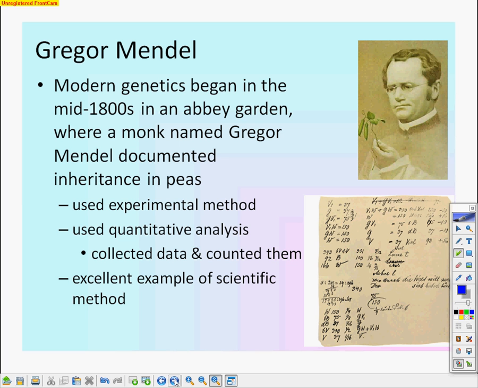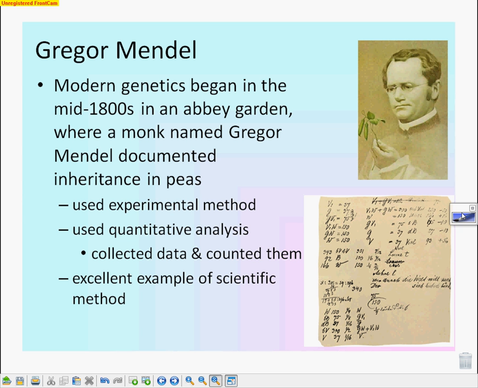I just like this picture from Google Images because this is the records that he kept while he was doing his experiments, and you can see that basically he did was counting plants and figuring out ratios. Excellent example of scientific method because he really went into this blind. Sometimes when we do our labs here in class, you have some prior knowledge about what you think should happen, and Mendel didn't know any of that when he was going into this.